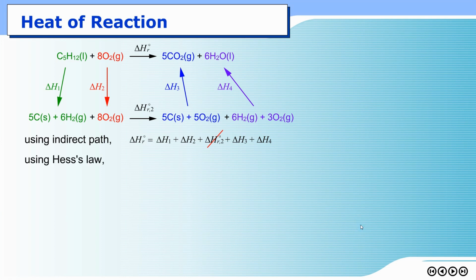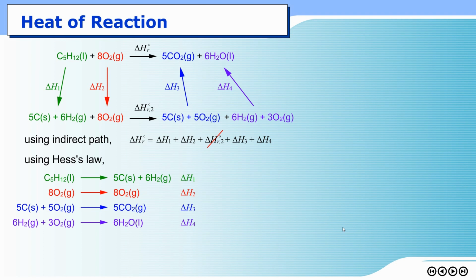We can also use Hess's law in here. If we are going to use Hess's law, we have to split this whole reaction into small steps. If I use the same steps here, like the green one, red one, blue one, and purple one, manipulating these 4 steps together, basically we combine them together. It might look the same as what we did for the indirect path, but conceptually this is what we call Hess's law.